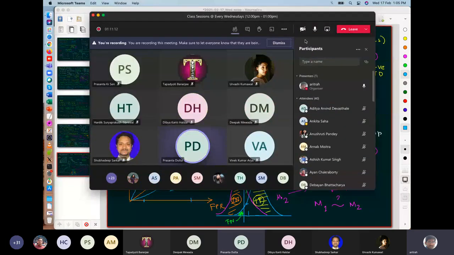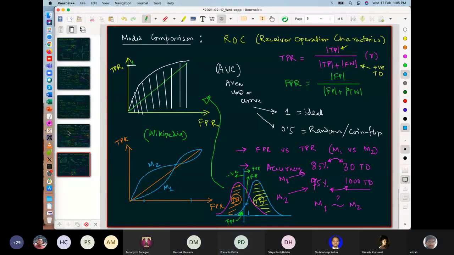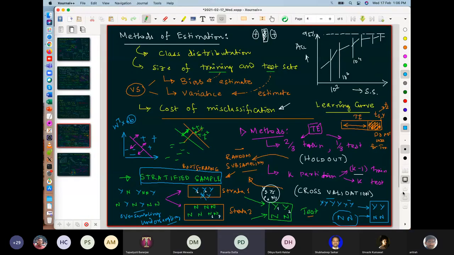Sir, I have a question. Can you go to slide 4? Sir, in stratified sampling, we are taking the data, we are considering the test data whose labels are known, right? So that's how we are saying this is yes or no. And in stratified sampling, we are not replacing them in training data, but in bootstrapping, we are replacing them into the training data, right?